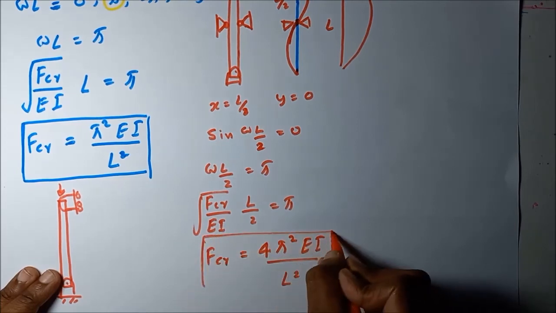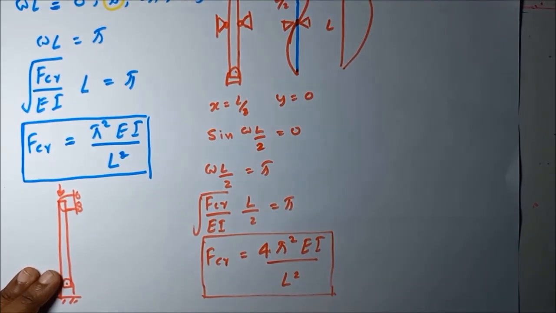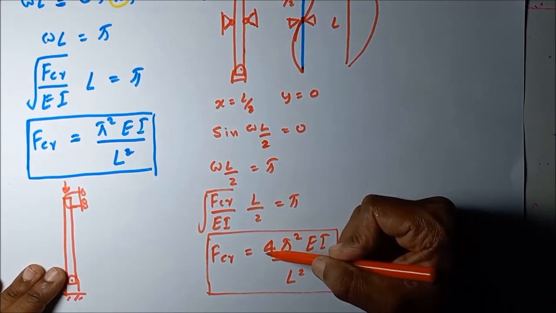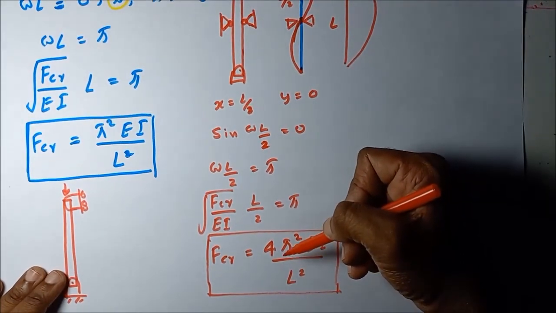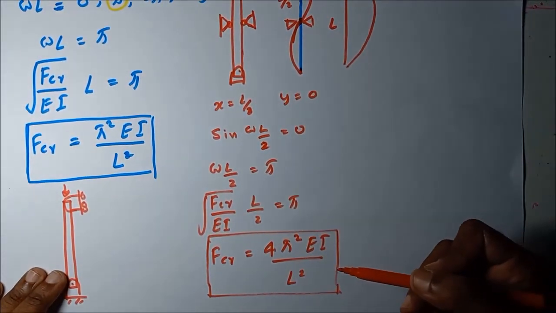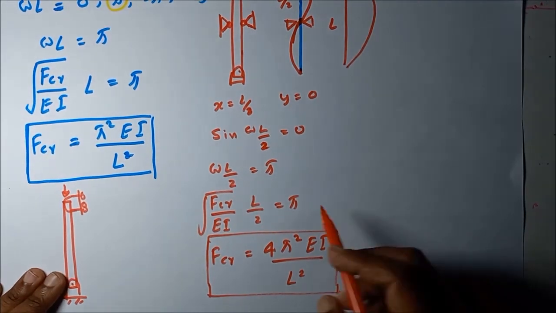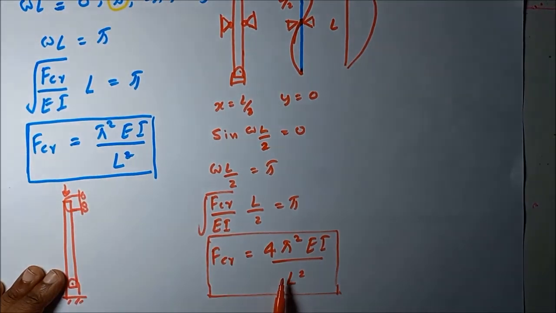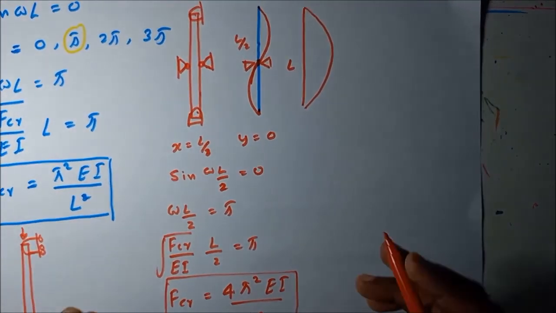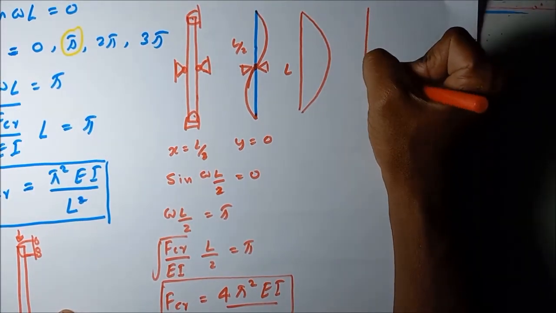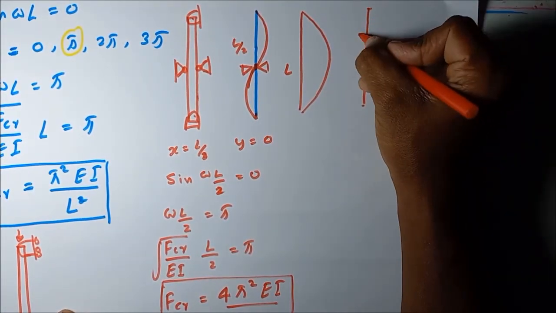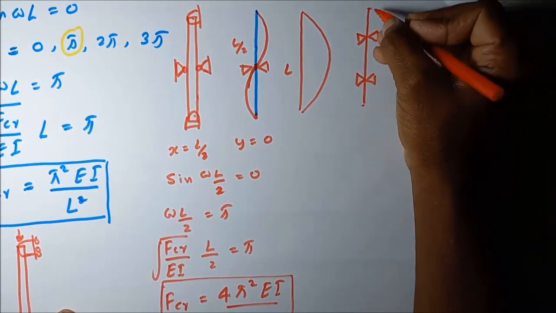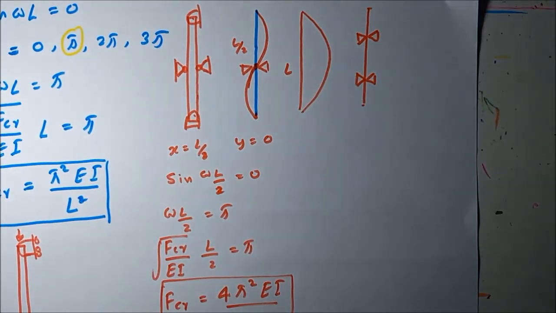You can see, if you can give the lateral support to the structure, the critical buckling load increases 4 times. Critical buckling load increases 4 times. Here without lateral support, here with the lateral support. So what happens if you give 3 lateral supports at equal distance? How does the structure buckle?